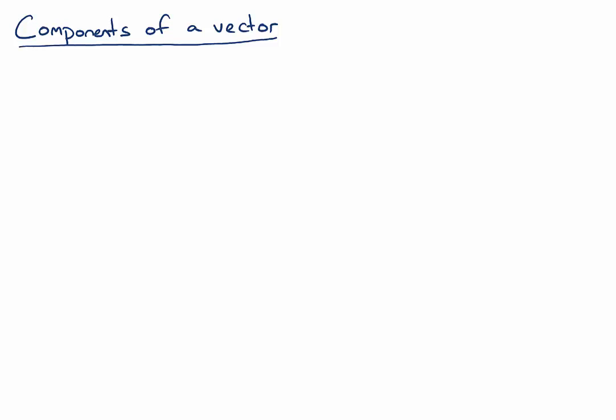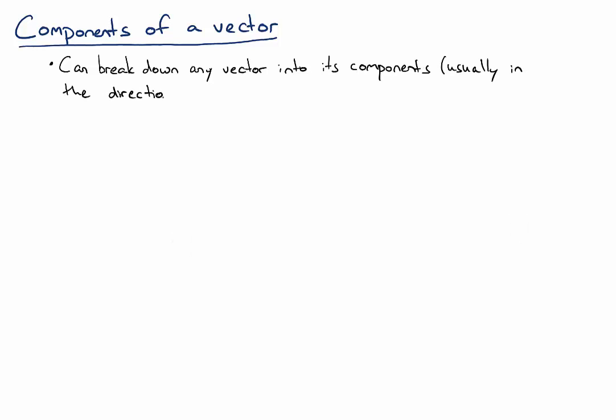One of the really powerful things about using vectors in a mathematical way to help us solve problems in physics is that you can break down any vector into its components, which are usually components in the direction of two perpendicular axes. So what does that mean?